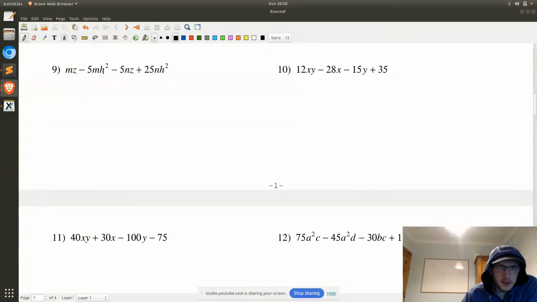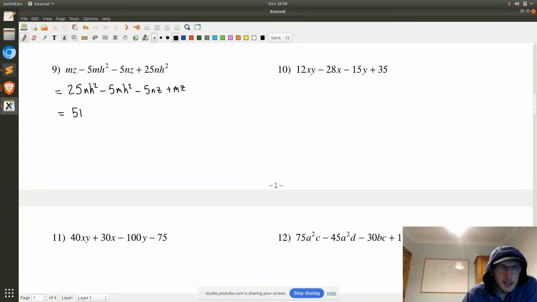Well, perhaps if you're an infant and you need all the terms next to each other, would you like that? No. Scramble them up. I'll have them in that order, thank you. And then I'll factor out 5h squared from these two to turn that into 5n and turn that one into minus m, just like that.